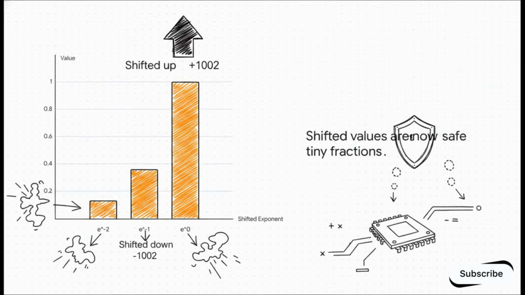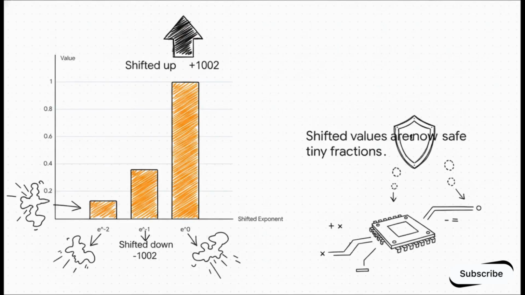By shifting the axis by 1002, those massive bars of e to the 1000, 1001, and 1002 have instantly shrunk down into e to the -2, e to the -1, and e to the 0, which evaluates to roughly 0.13, 0.36, and exactly 1.0. The astronomically huge numbers have been successfully shrunk into safe, tiny fractions that the hardware can easily sum without ever getting close to infinity.